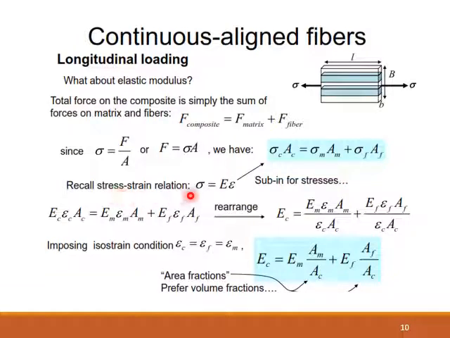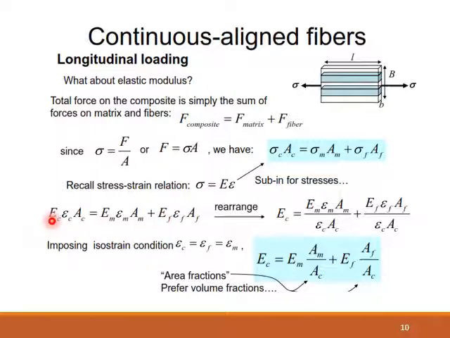So recall that there's a relationship between stress and strain, the proportionality relation, which is Hooke's law. Stress is equal to modulus multiplied by strain. So if you replace the stress in this equation with modulus multiplied by strain, you will obtain this equation. You have modulus of C multiplied by strain of C multiplied by the area of C, which will be equal to modulus of M, strain of M multiplied by area of M, plus modulus of F, strain of F multiplied by A of F.